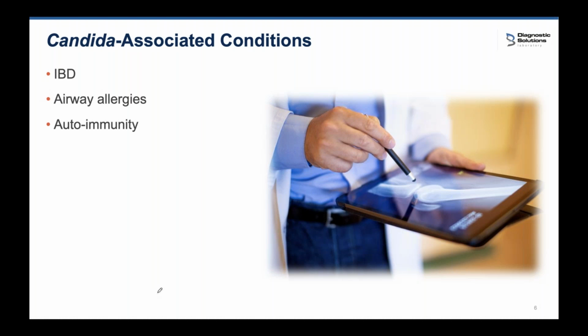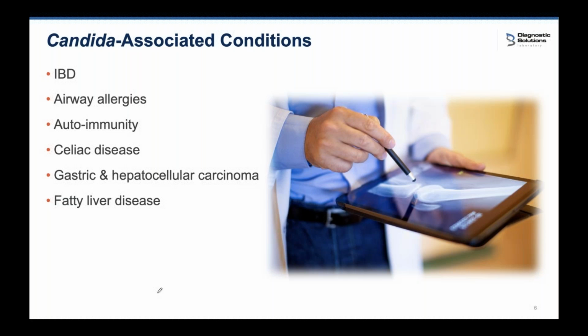You'll see autoimmunity because it does push that Th17 pathway. Celiac disease. And you can rarely end up with gastric and hepatocellular carcinoma from Candida and its byproducts. And then fatty liver disease, because it can produce ethanol, it's actually associated with alcohol-associated fatty liver disease and alcohol-associated liver disease.